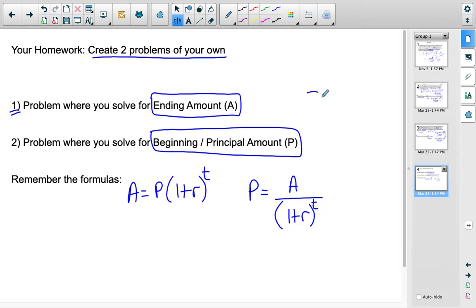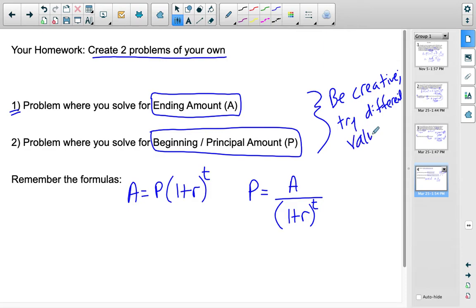Be creative. Maybe there are companies that you think are interesting or businesses that you think are interesting. And try different values. Try different time periods. Try different growth rates. Experiment a little. We're only asking you to do 2 problems, so hopefully that seems reasonable. And that is it for today.